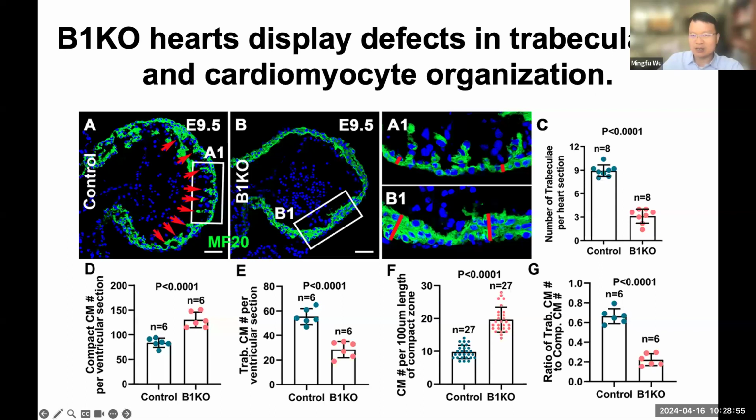And here we use another way to quantify the cells in the trabecular zone and in the compact zone compared to the control. So what we found here is basically that the cells in the knockout just fail to be properly organized to form trabeculae. Okay.